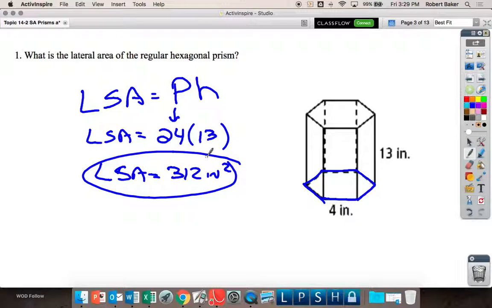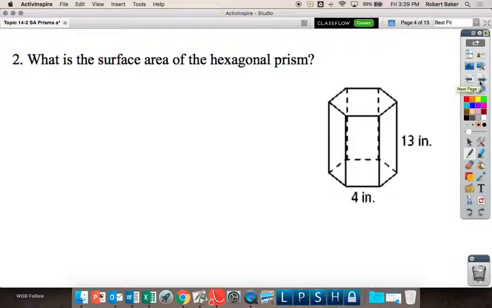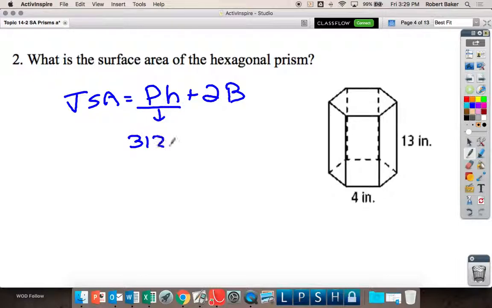Now I'm going to ask you to use the same exact shape and calculate the total surface area. The total surface area is equal to the perimeter of the base times the height plus 2 times the area of the base. And we already calculated that first part as 312. What I always do is calculate total surface area no matter what, and then go back and look at the problem. If it asks for lateral surface area, I take this chunk and that's my answer.